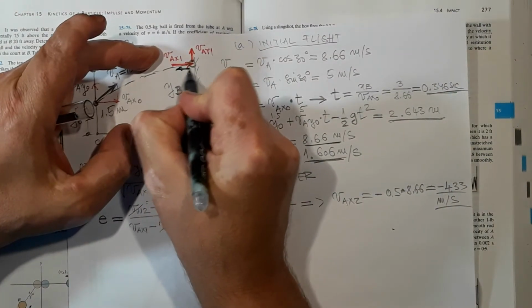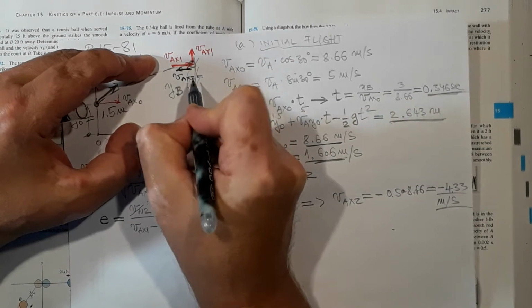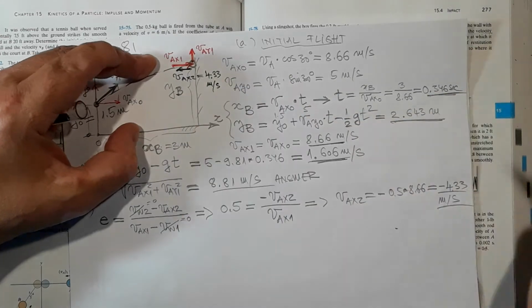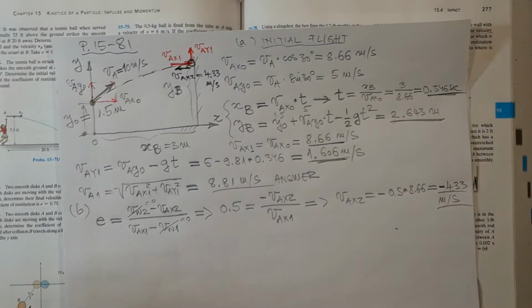Okay, so I have VAX2, and this is 4.33 meters per second, and it points backwards. The negative means this is in the negative direction of x.